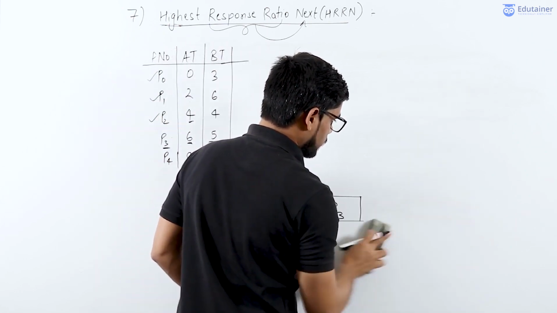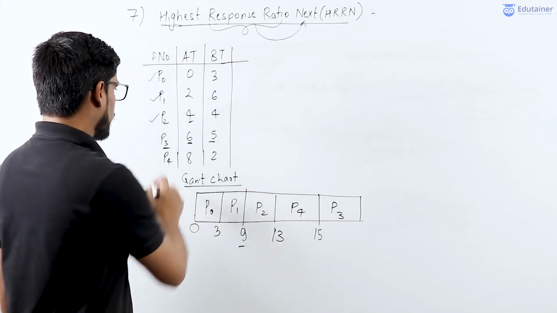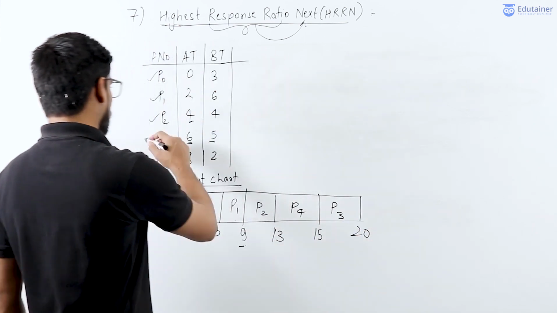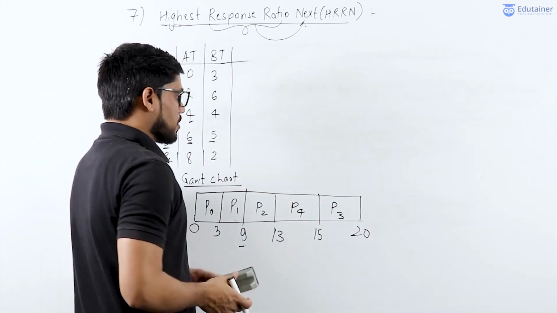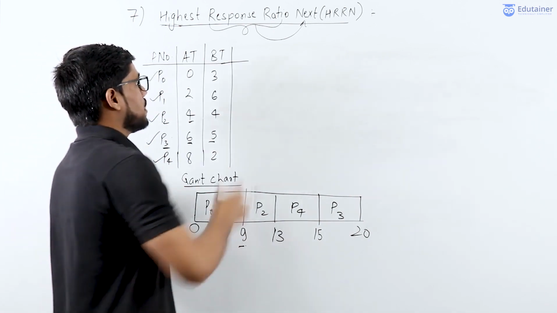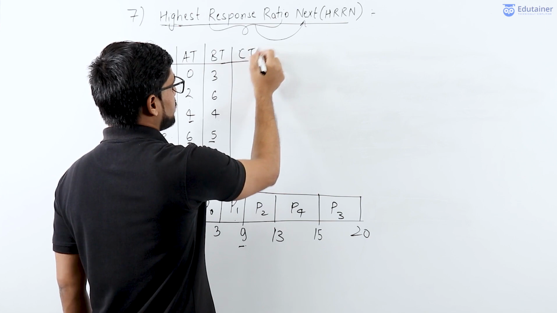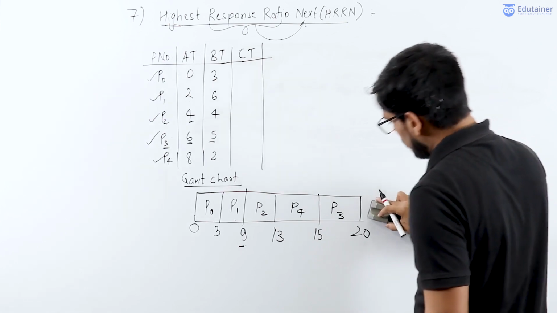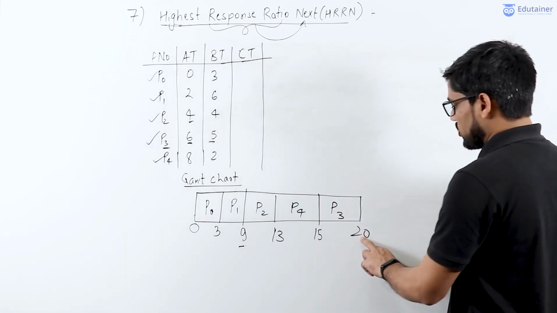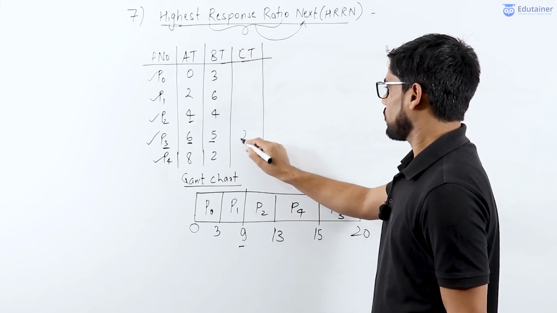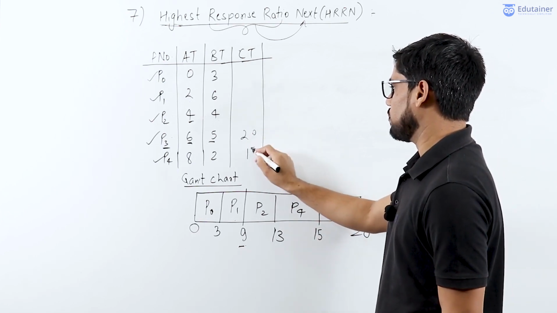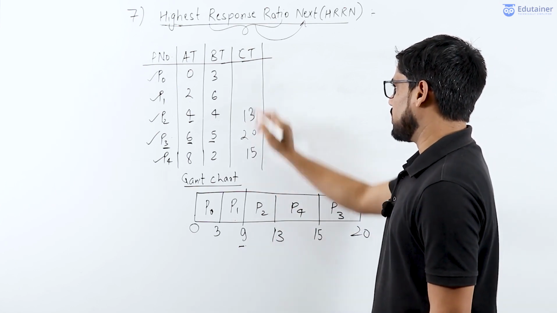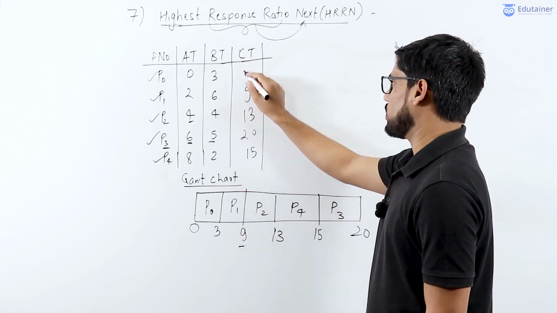Now P3 requires 5 units of time. So 15 plus 5 is 20. P3 is also completed. Now after computing the Gantt chart, next target will be completion time. Completion time is just to see the Gantt chart and follow the right hand number of a process. So process P3 is completed at time 20. Process P4 is completed at time 15. Process P2 is completed at time 13. Process P1 is completed at time 9. And process P0 is completed at time 3.